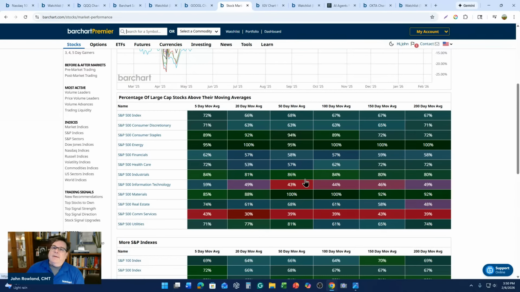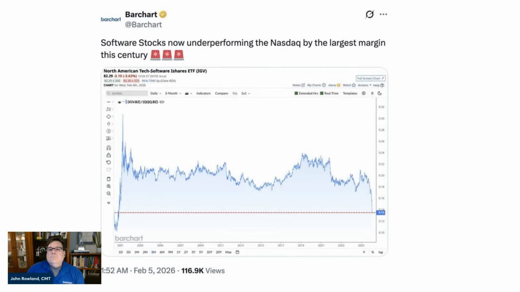Absolutely. Okay. All right. So, John, there's something that I've been tracking for a while, and I know it's being talked about in the media as well, which is, why are software stocks doing so bad? Now, here's a chart, John, which shows software's relative performance to the Nasdaq. Okay, and you can clearly see that software stocks are just getting absolutely trounced by the rest of the Nasdaq. In fact, underperforming at the biggest margin this century, John, since 2000.